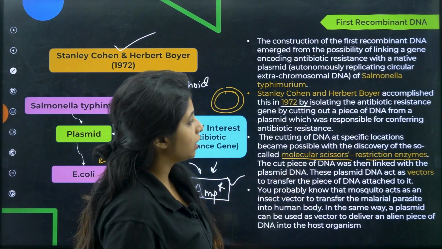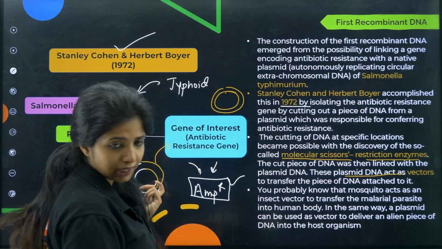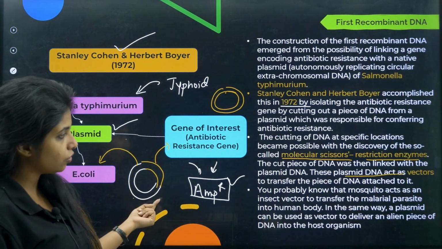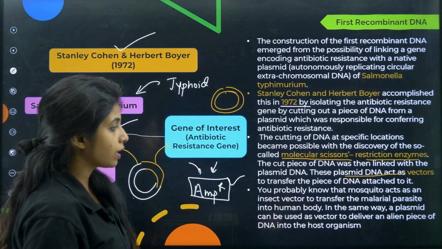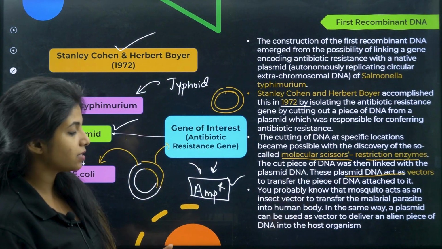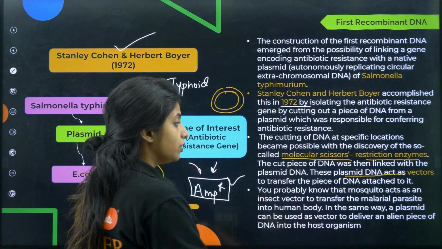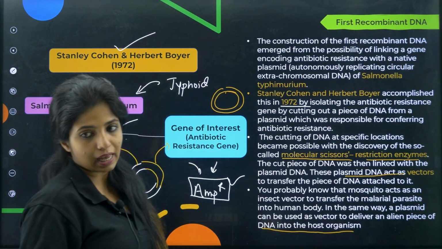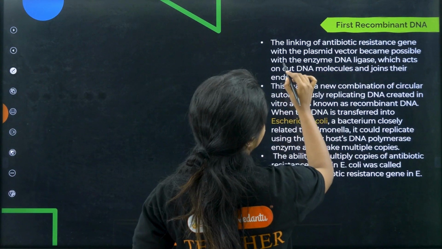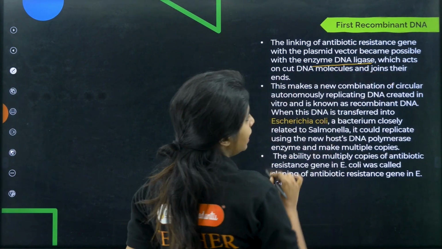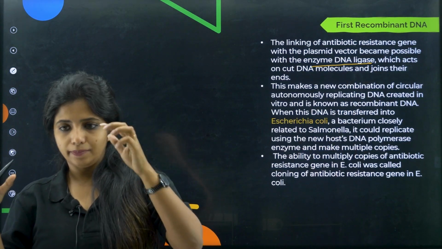Now, the cut piece of DNA was then linked with the plasmid DNA. This plasmid DNA acts as a vector, because it is carrying the gene of interest. You probably know that a mosquito acts as an insect vector to transfer the malarial parasite into the human body. In the same way, a plasmid can be used as a vector to deliver an alien piece of DNA into the host organism. Now, going ahead. The linking of the antibiotic resistant gene with the plasmid vector became possible with the enzyme DNA ligase. Only when DNA ligase is there, they will join the two different strands of DNA.